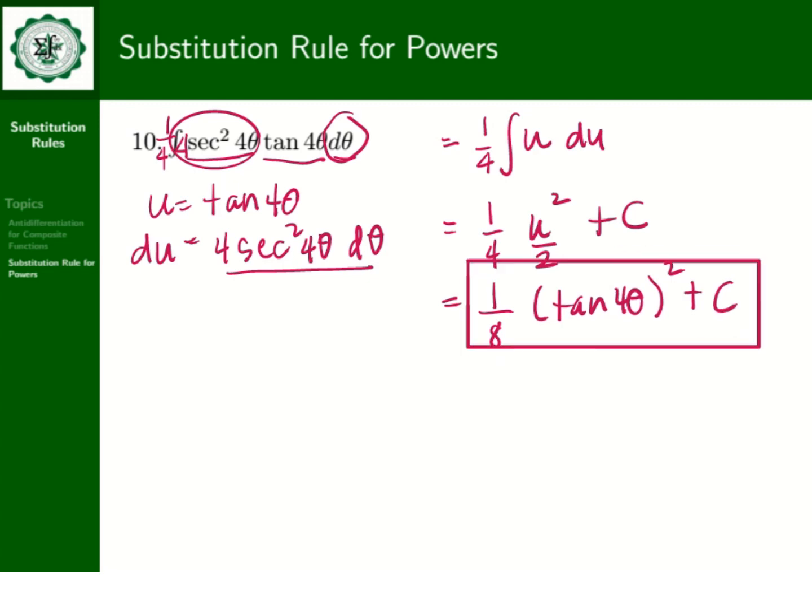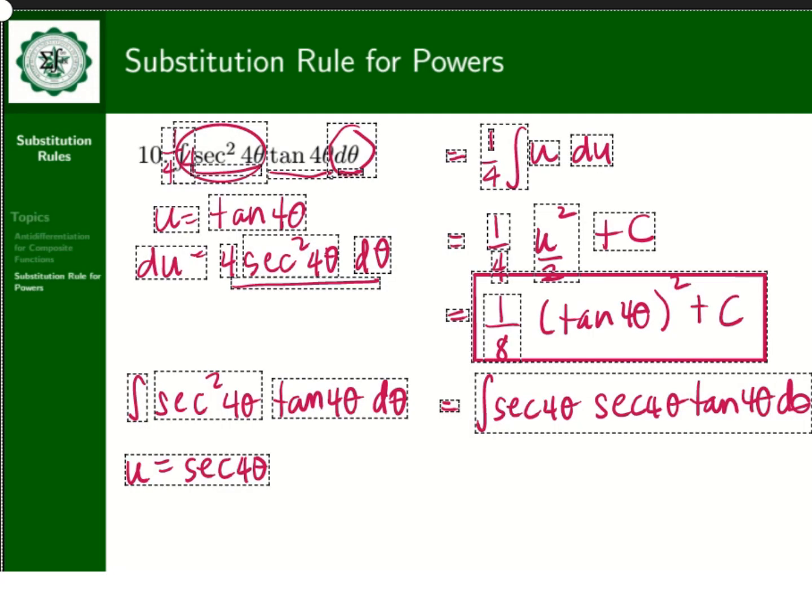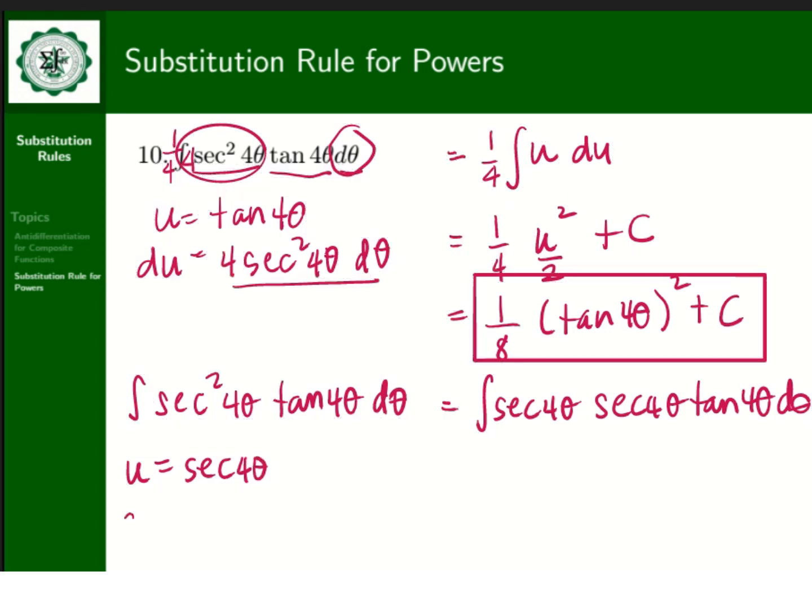So an alternative solution for this problem will be, let me just rewrite the given. So this is secant squared of 4 theta, tangent 4 theta d theta. This is the same as secant of 4 theta, secant of 4 theta, tangent of 4 theta d theta. So we are going to let u be secant of 4 theta, and we know that du is equal to secant of 4 theta tangent of 4 theta times 4 d theta.